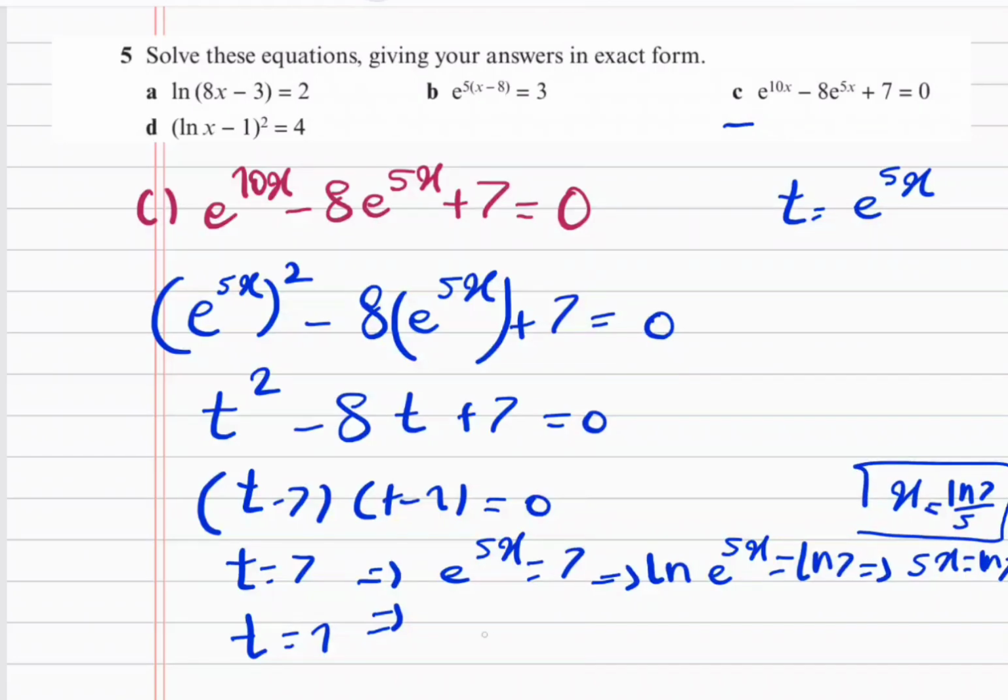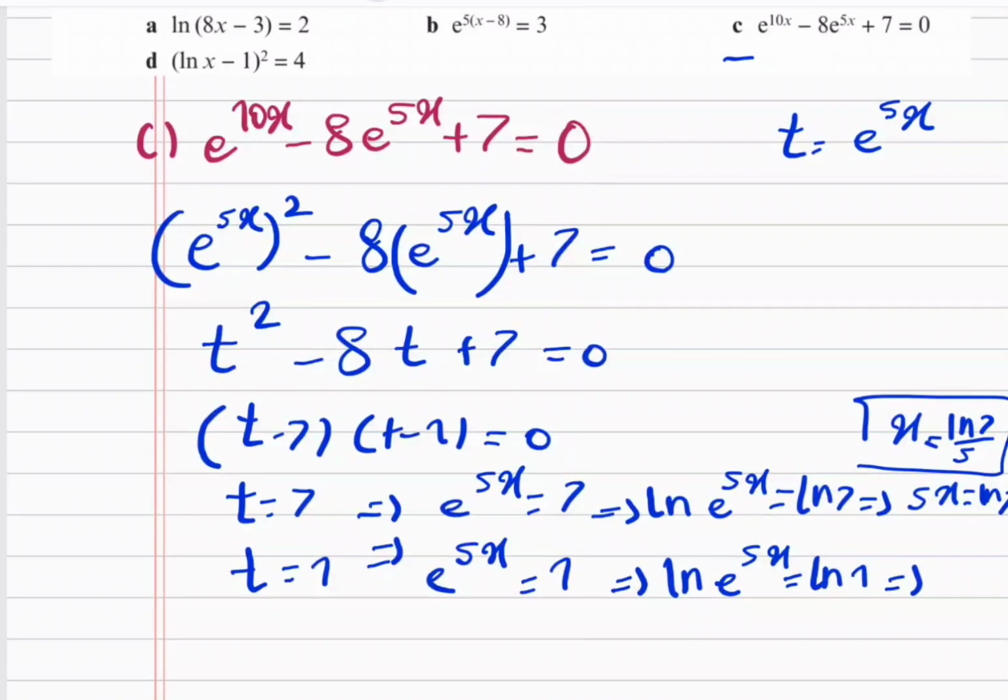And for the second term, we just repeat the same thing. So e to the power of 5x is equal to 1. So we just take ln of both sides. But remember that ln 1 is just equal to 0. So we get 5x is equal to 0, which means x is just equal to 0.